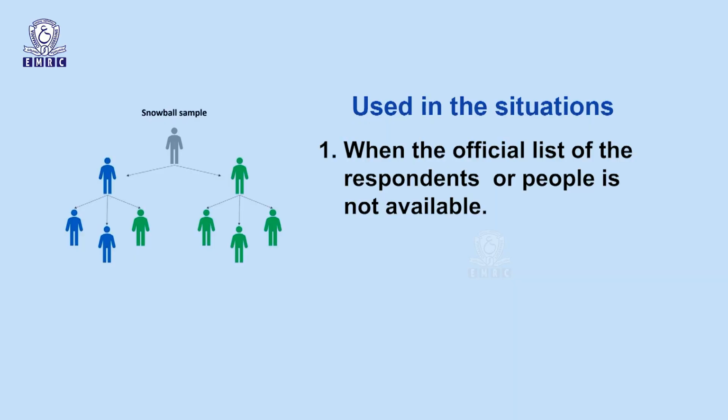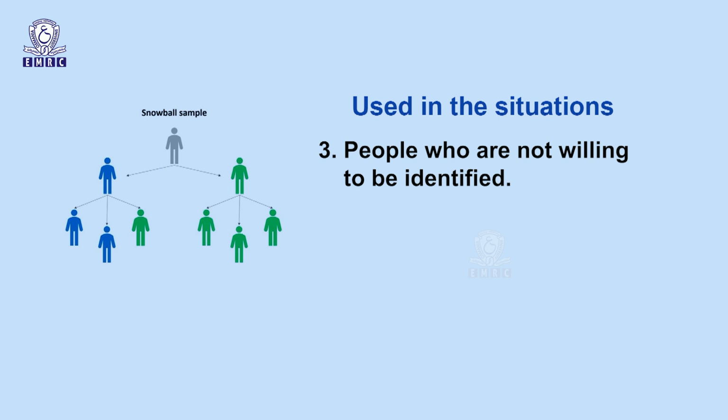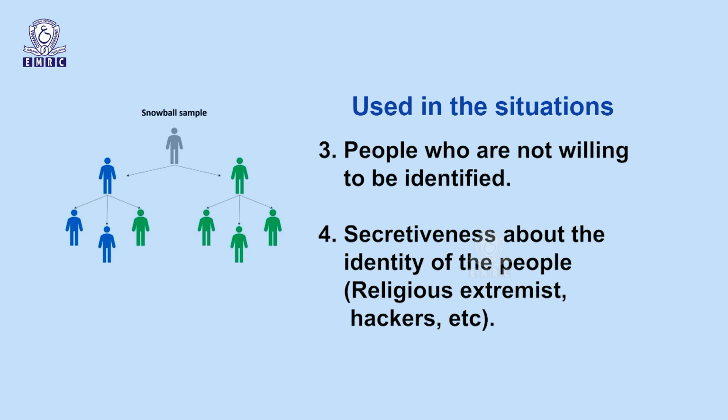Let us discuss them. The first one, when the official list of the respondents or people is not available. Difficulty in locating the people. Third one is people who are not willing to be identified. Secretiveness about the identity of the people. For example, religious extremists, hackers and so on, they don't want to reveal themselves or they don't want themselves to be identified. In those conditions, we are going to use this sampling method.